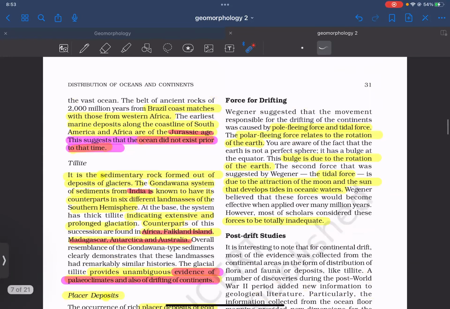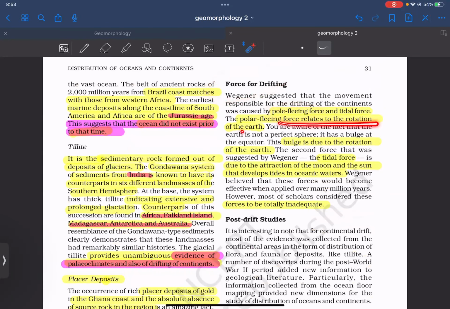Alright, फोर्सेज क्या यूज किया उसने? Pole fleeing force. Pole fleeing force is related to the rotation of the earth, right? Tidal force is attraction of the moon, but these forces are inadequate, so that's why they have not been acceptable. ये क्लियर? किसी को कोई डाउट?